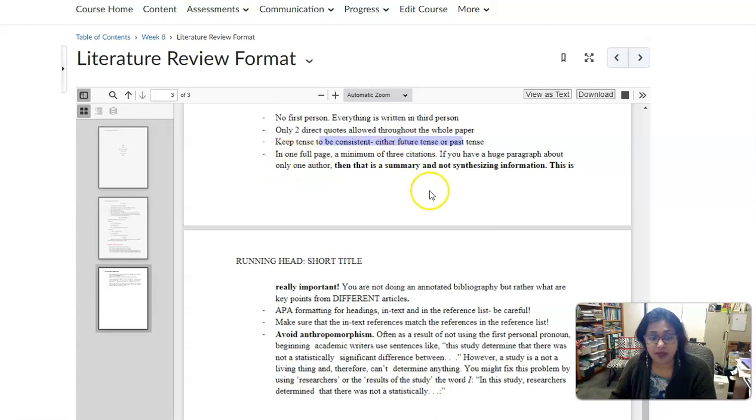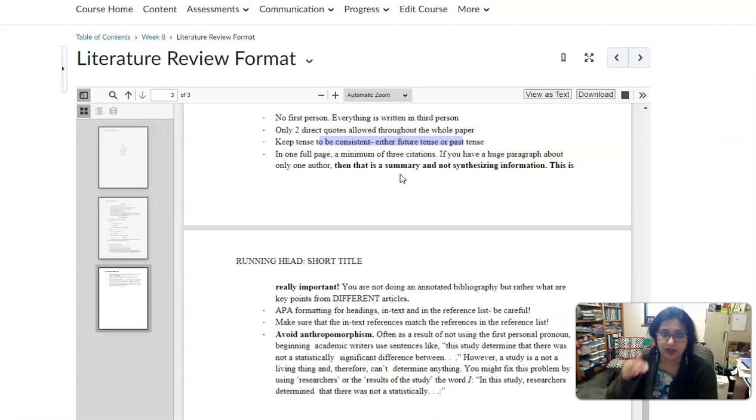Okay. In a page, there should be a minimum of 3 citations. However, if you have a paragraph and you only have 1 citation there, that means you're doing an annotated bibliography of that article, not the key information. Key information is several people have said the same thing or 2 people have said the same thing. Or this person said this, this person said this. And that is how they're contrasting. It needs to be a critical analysis.